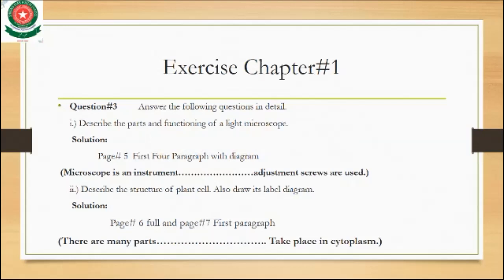Open your books, class 6. All of you open your books and mark the answers of chapter number 1 exercise. Okay, question number 3, first part, describe the parts and functioning of a light microscope. Come to page number 5. Students, open the book at page number 5.